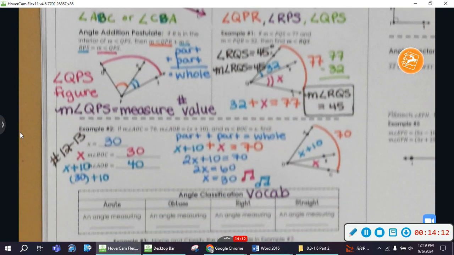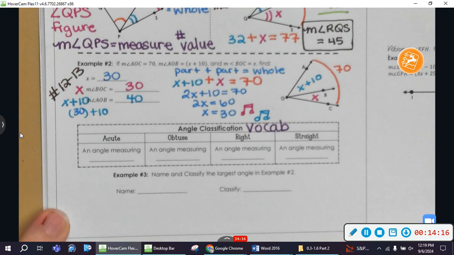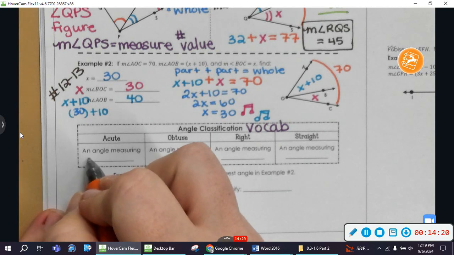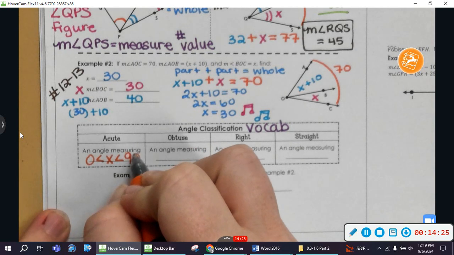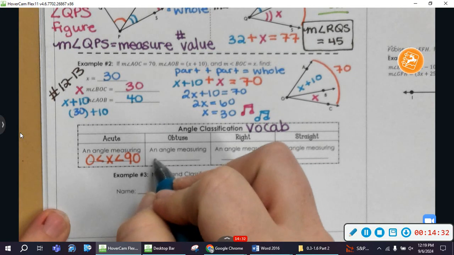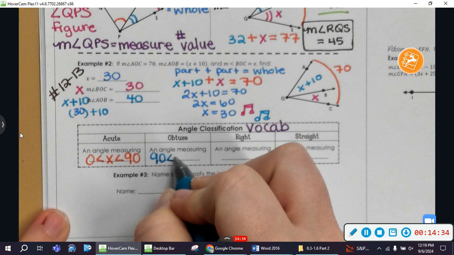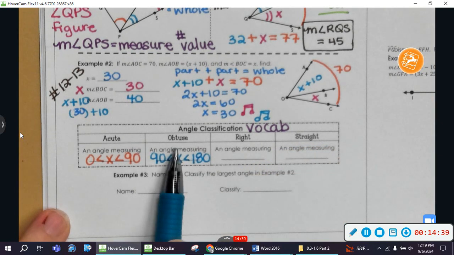So the classifications you should have learned back in junior high, if not some of these in elementary. An acute angle is between 0 and 90. Oh, it's a pretty angle. It's such a cute one. And then we have an obtuse angle that is between 90 and 180. These guys are obtuse. They over-exaggerate all the time.